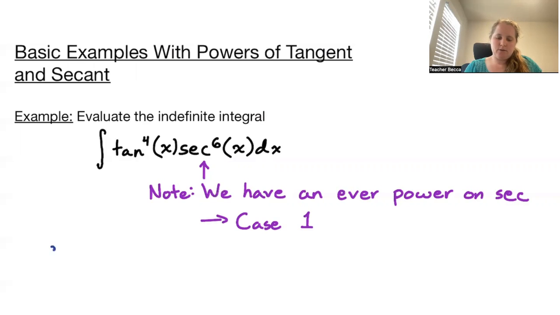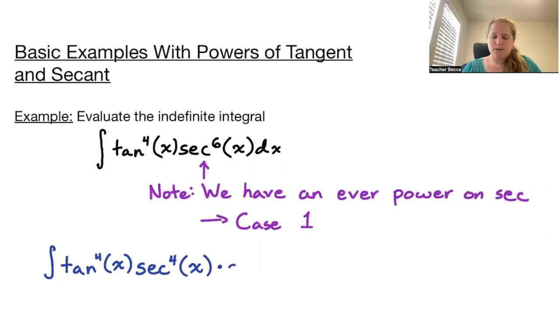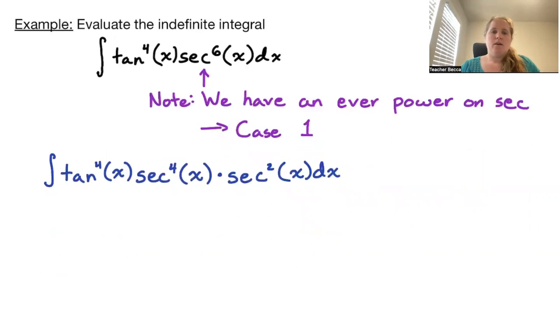So we are looking at the integral of tangent to the fourth of x times secant to the fourth of x times secant squared x dx. We are trying to force that derivative of tangent for u substitution. Then we will convert our secant to the fourth. So again, we will use the fact that secant squared of x is equal to tangent squared of x plus 1.